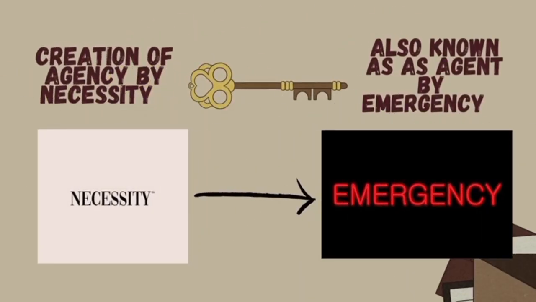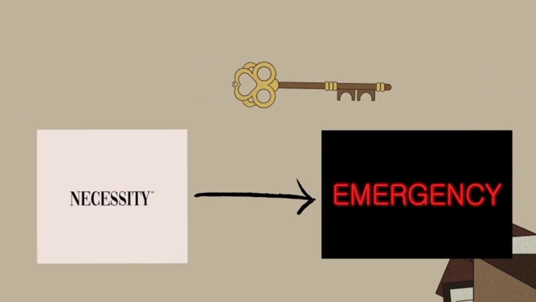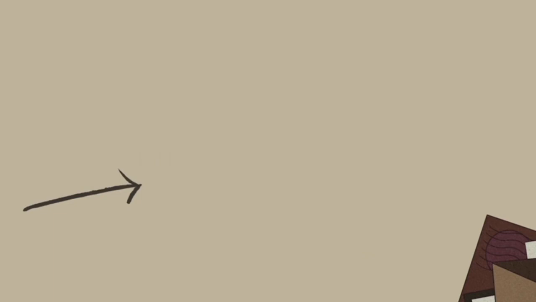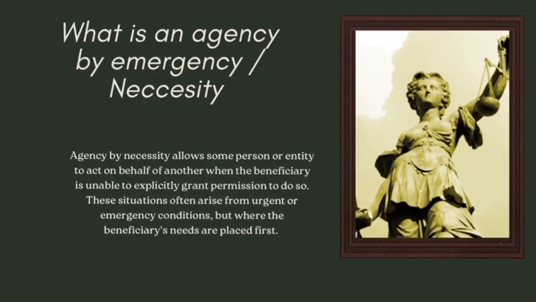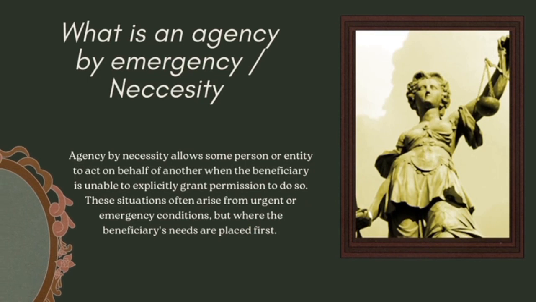Situation of agency by necessity, also known as the agent of emergency. What is an agency by necessity? Agency by necessity allows some person or entity to act on behalf of another when the beneficiary is unable to explicitly grant permission to do so. This situation often arises from urgent or emergency conditions, where the beneficiary's needs are placed first.